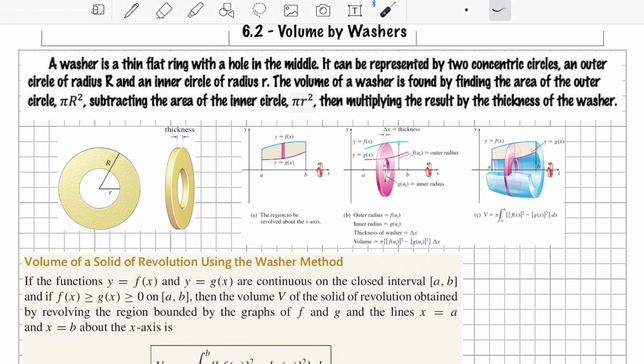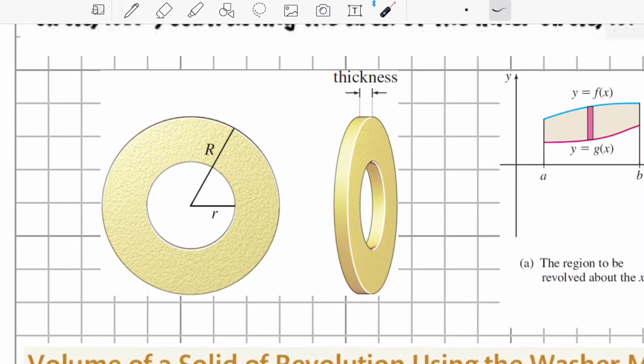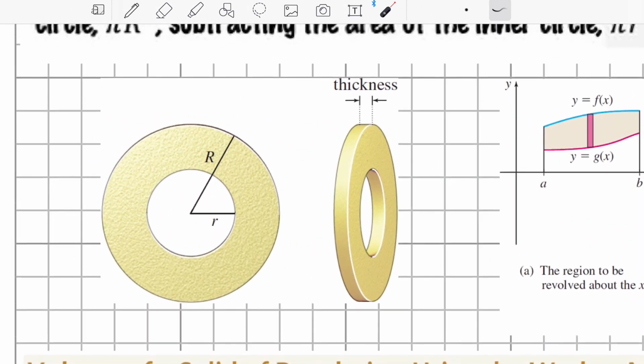So we're going to finish this chapter by finding volume by using the washer method. A washer is just a flat ring with a hole in the middle, and it could be represented by two concentric circles. Concentric meaning they share the same center. So you have the outer circle that has a radius of capital R, and you have the inner circle that has radius lowercase r, and then it has a thickness.